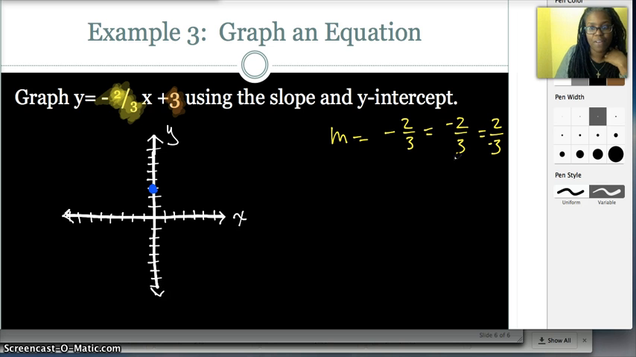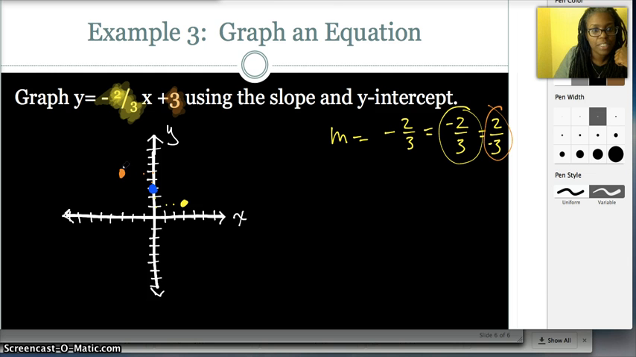So for example, if I'm thinking about it this way, I can look at it and say, well, I'm going down 2, 1, 2, and then to the right, positive 3, 1, 2, and 3. And that will give me a point here. If I'm looking at it in this way, and let me use a different color just to illustrate, as a positive 2 over negative 3, then I think about going up 1, 2, but going in the negative direction 3, 1, 2, and 3.